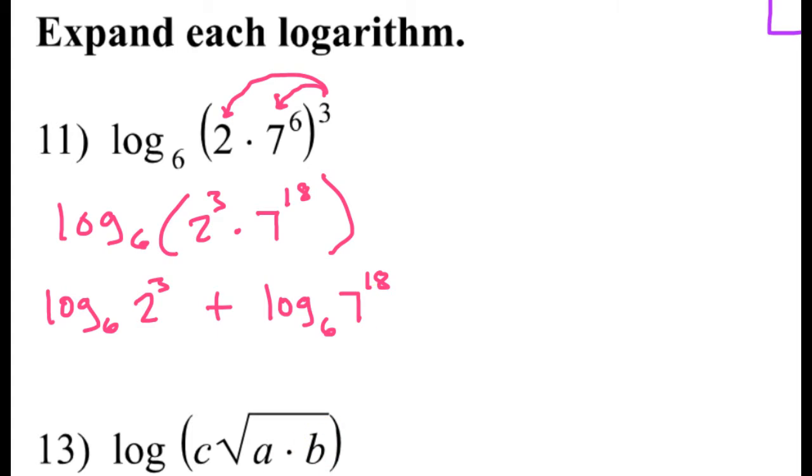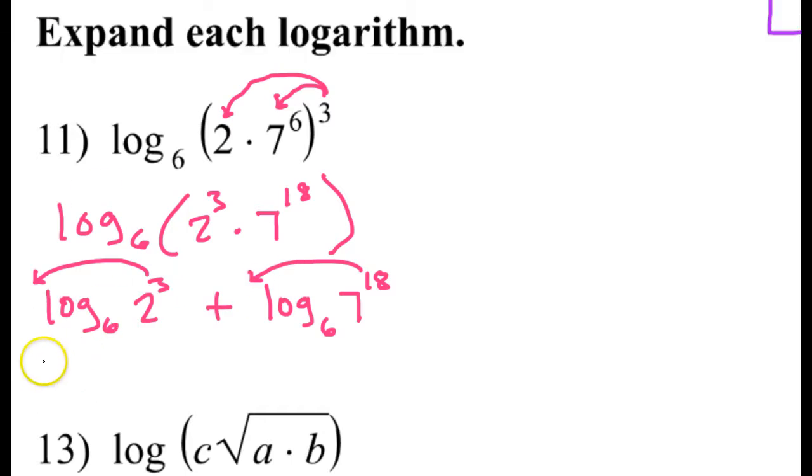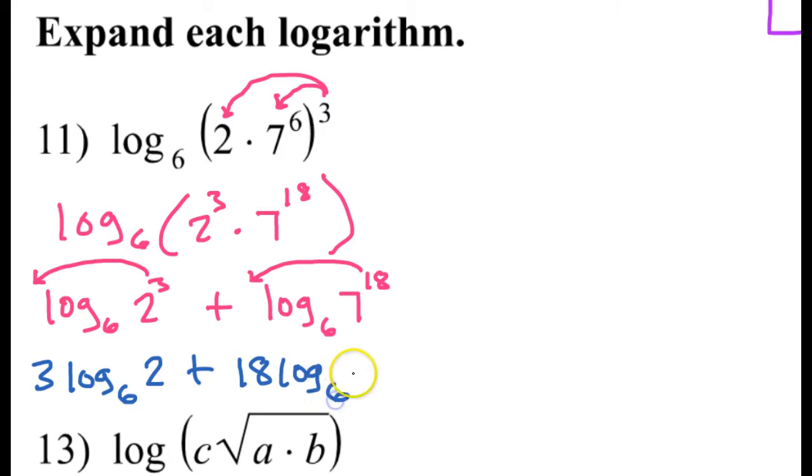Finally, let's use the power rule, which says that we can take these exponents and put them in the front. All right, when you're expanding, this is what you do. So the final answer will be 3 log base 6 of 2 plus 18 log base 6 of 7.